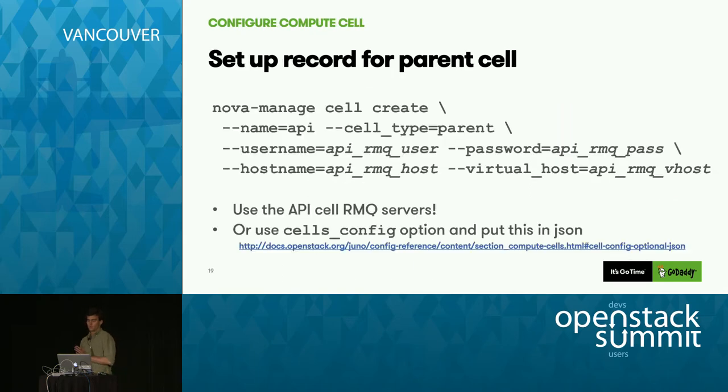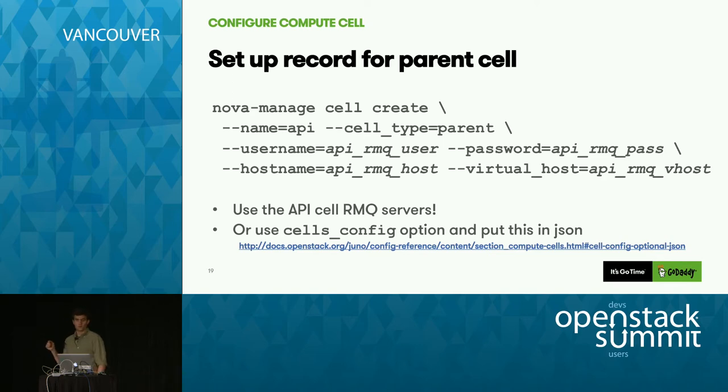Okay, so we've got our separate Rabbit queues now, so that's good. Now we're going to start setting up our lower level compute cell. The first step in that is telling it about the parent cell, okay? So we've got this lower level compute cell that has a parent of the API cell, and we need to create that relationship. There's a Nova manage command to do this.